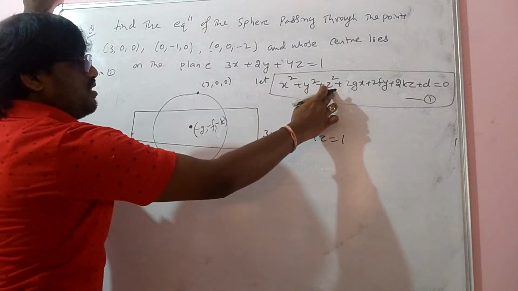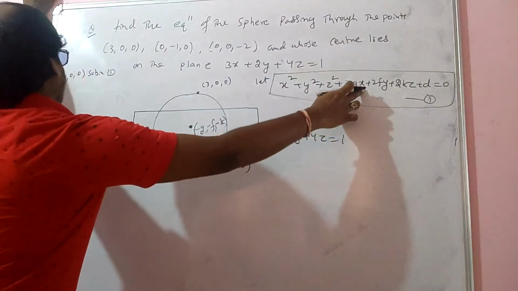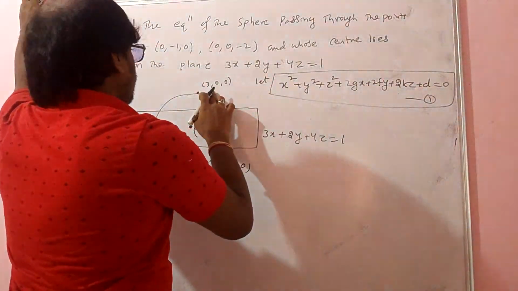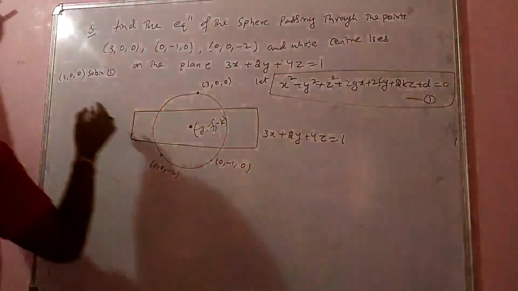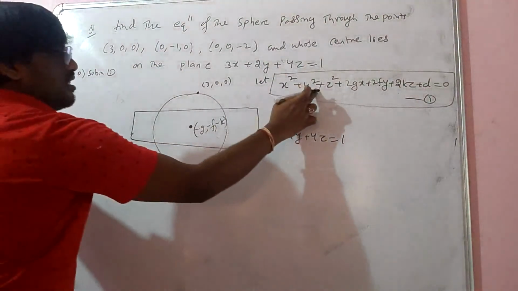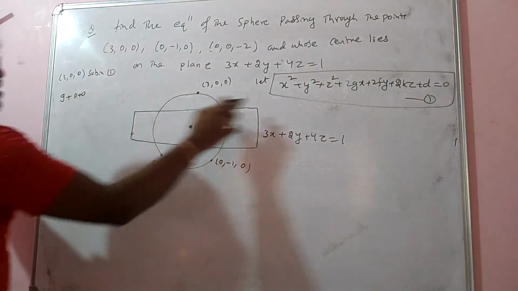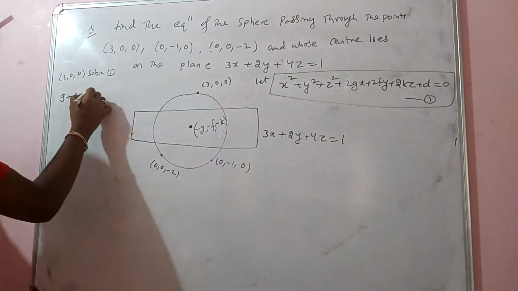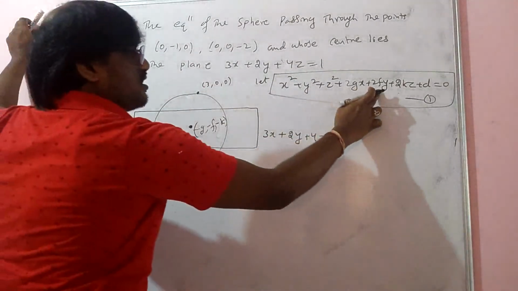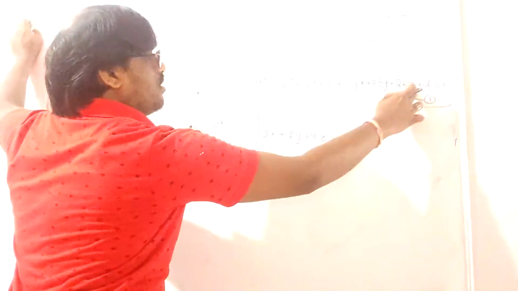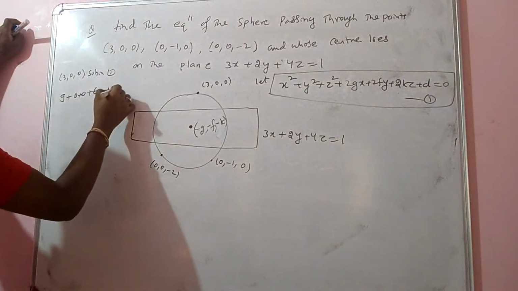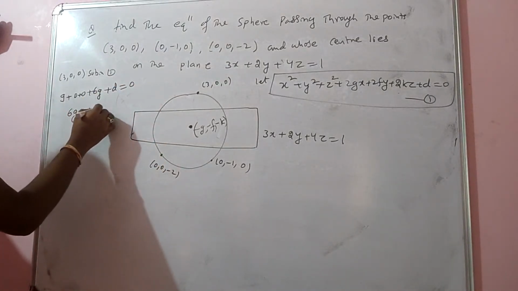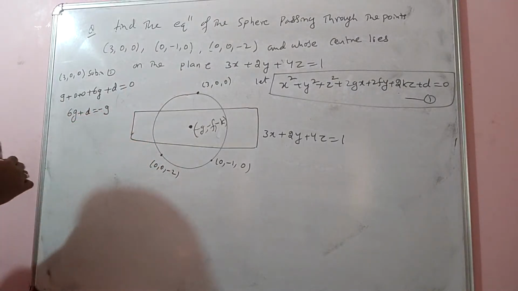Y square and z square are 0, and x is 3, so 3 square is 9. The y and z terms are 0, and for the 2gx term, 2 times 3 is 6, so 6g. Plus d is equal to 0. So what I am getting here is 6g plus d is equal to -9. And this is equation number 2.